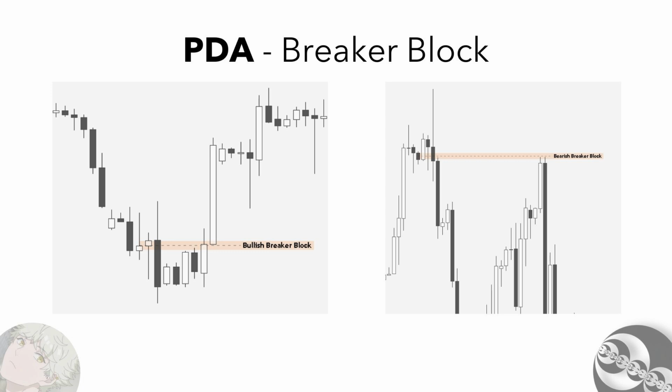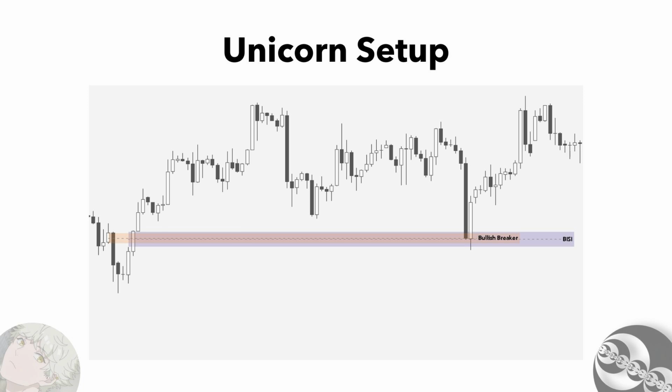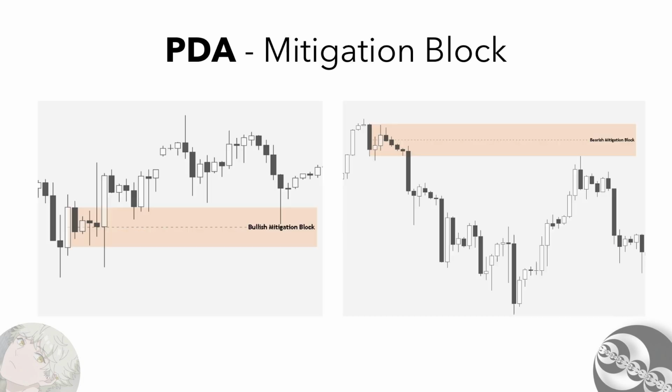Breakers are one of my most used and favorite PD arrays for an entry, especially combined with fair value gaps. When these two align, it creates what's called a unicorn setup and is extremely high probability given that your read on drawn liquidity is correct. Don't expect this to happen too often though, because the name is given from the fact that this setup is rare. Mitigation blocks are essentially breaker blocks but without the liquidity sweep.